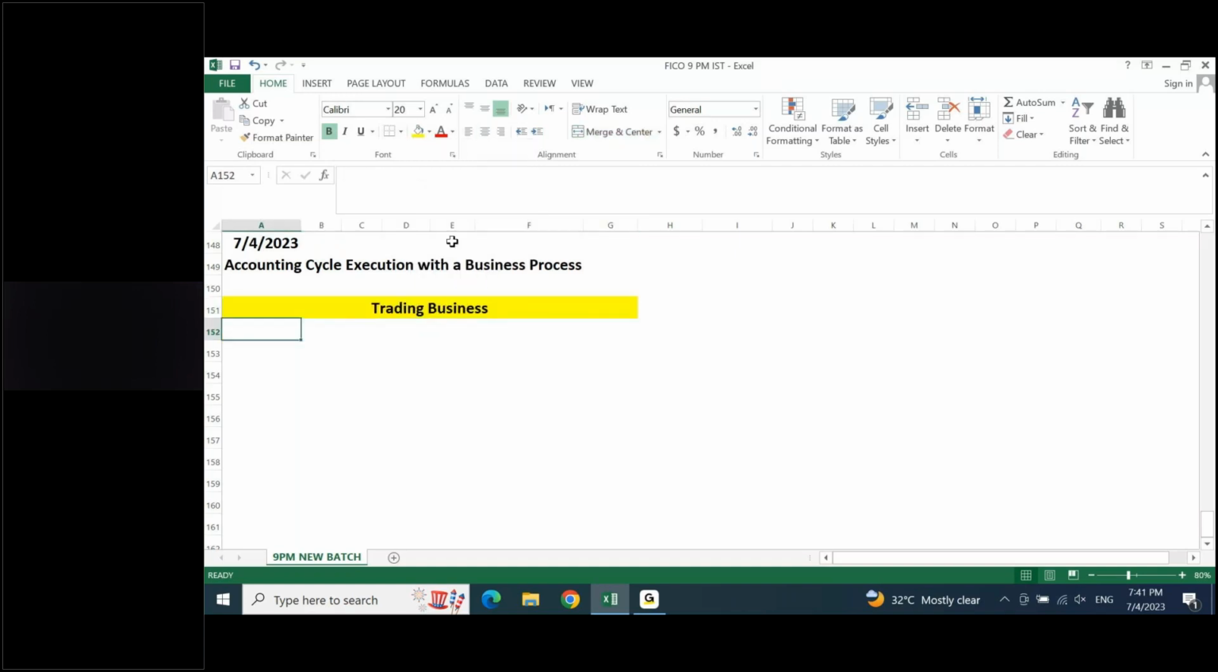For any business to initiate, you need something called capital. First, I am going to write capital. Next, once you have capital, I need to have a premise or a shop to run my business. To take any shop or building for rent, first I need to make some advance payment to the landlord. So I will write that I am paying some advance rent.